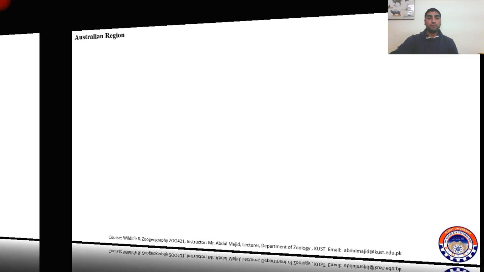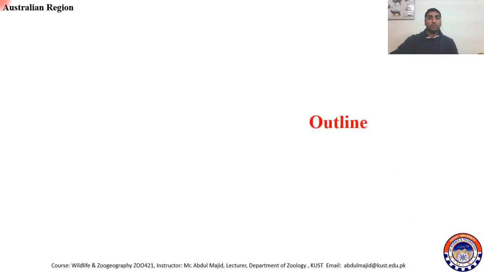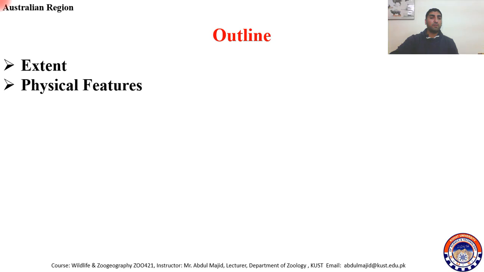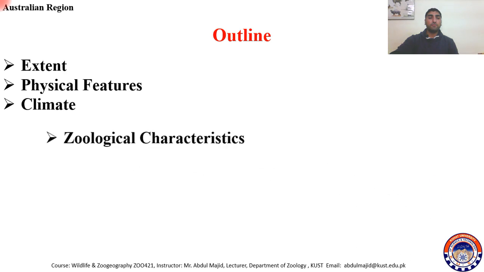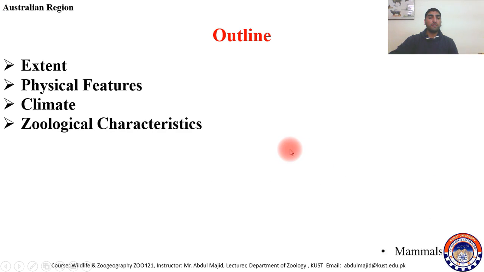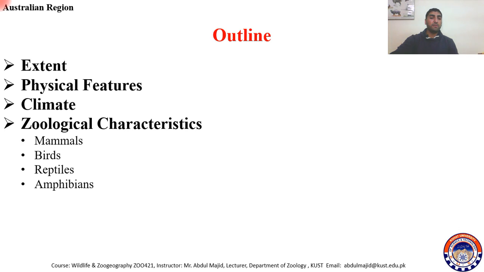So in this lecture, we will talk about the extent of Australian region, then the physical feature of Australian region, the climate of Australian region, zoological characteristics of Australian region, then the mammals of Australian region, the bird fauna of Australian region, reptilian fauna of Australian region, amphibian fauna of Australian region, and fish fauna of Australian region. And at the last, we will talk about the affinities of Australian region with other regions.